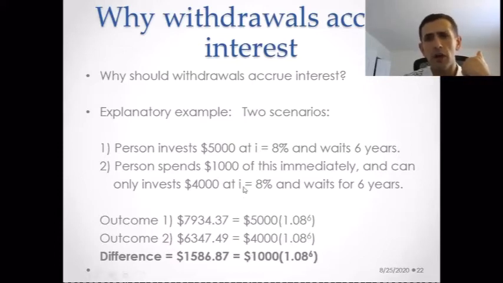So to get the correct answer, you take the original investment without the withdrawal, and then subtract the withdrawal, accumulating 6 years of interest. And if you do exactly that, take outcome one minus this 1,586.87, you're obviously going to get outcome two. All you're doing is 5,000 times 1.08 to the sixth minus 1,000 times 1.08 to the sixth, which gives you 4,000 times 1.08 to the sixth. So hopefully that makes sense.